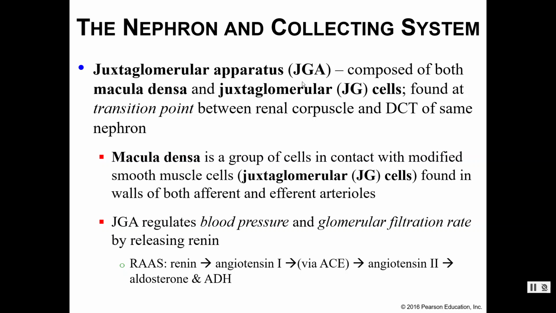This has two parts. You've got your macula densa. That's not really hard to say. And then you've got your juxtaglomerular cells, your JG cells. That's hard to say. Don't make fun of me. These are hard to pronounce sometimes. You find these at the transition point between the renal corpuscle and the distal convoluted tubule of the same nephron. Now, that's probably kind of hard to envision.